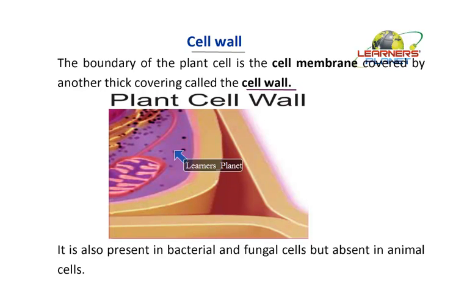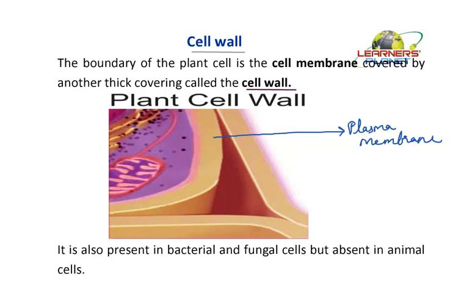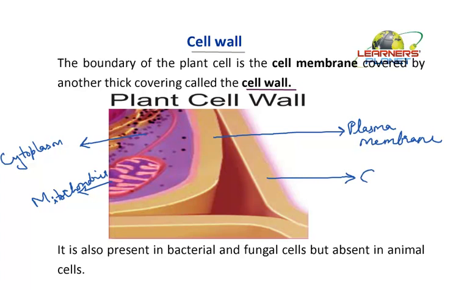Now this plasma membrane basically encloses all this inner material. You can see this particular membrane. This is the plasma membrane. Inside that, what all parts are present? It is cytoplasm, mitochondria. This is mitochondria, whereas these granule-like structures scattered here are in the cytoplasm. And then another thick wall is present here. This thick wall is known as cell wall.